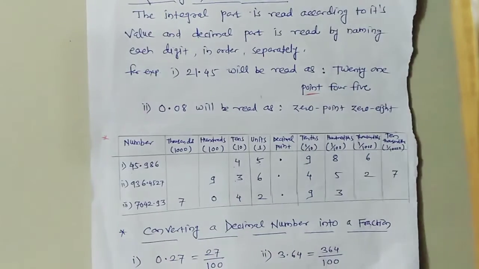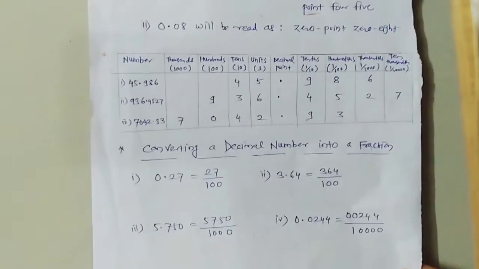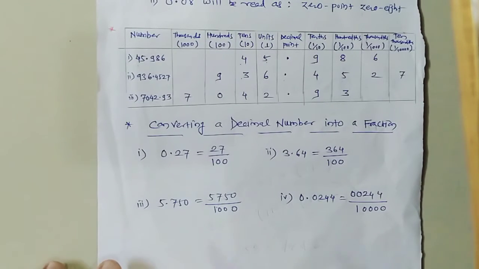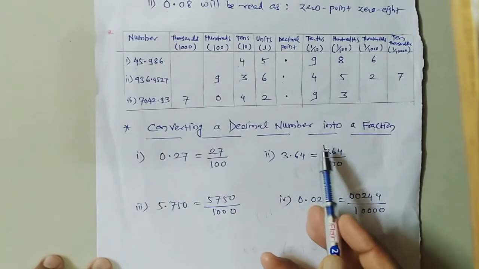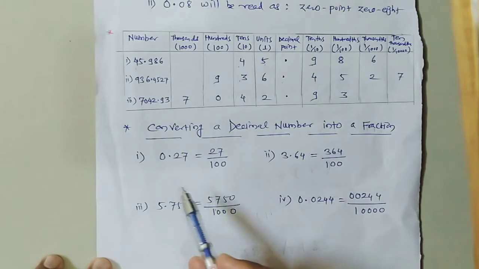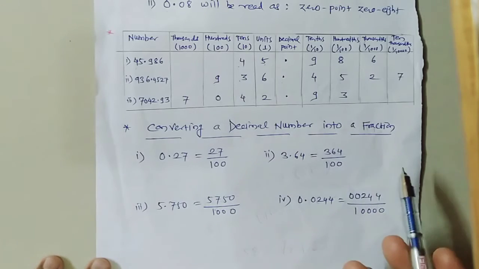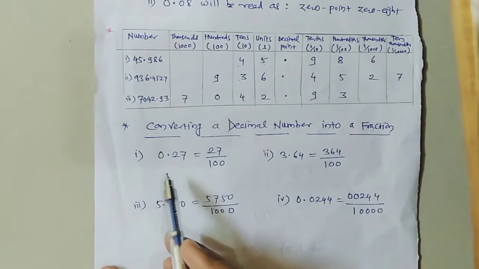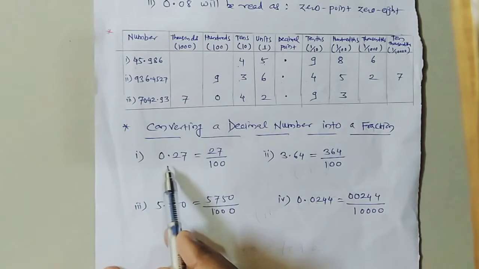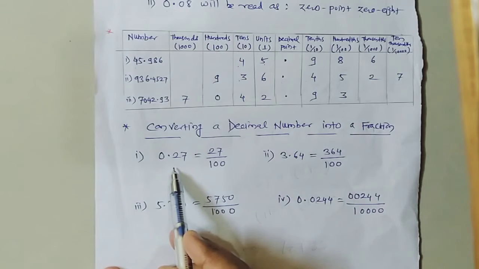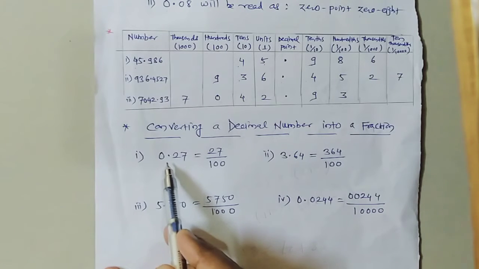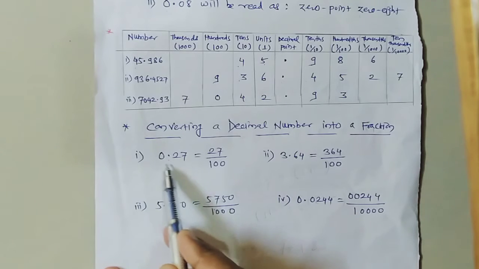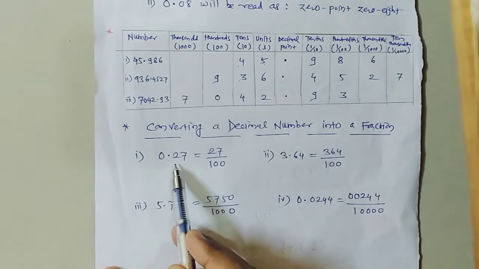Now we'll see the next topic, converting a decimal number into a fraction. So we have to convert the decimal number into a fraction. Now you can see the decimal number 0.27. So we have to remove this decimal point from the decimal number.